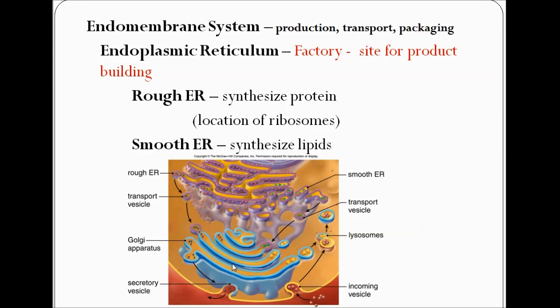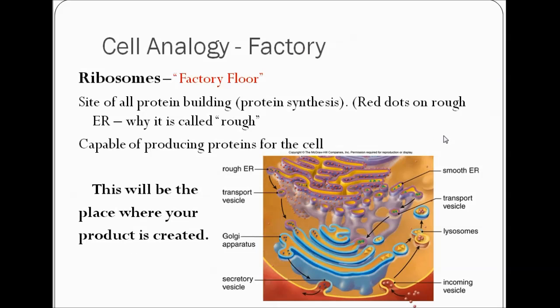The smooth ER don't have the little bumps on them. Oops, sorry, pointing the wrong place. Smooth ER is over here. And those, since they don't have ribosomes, that's where we make our fats, the lipids. So in our factory, that's the site for product building, whatever our factory is building.